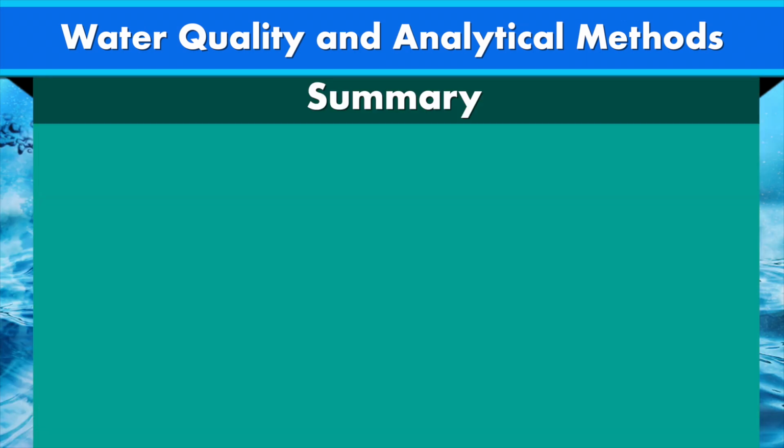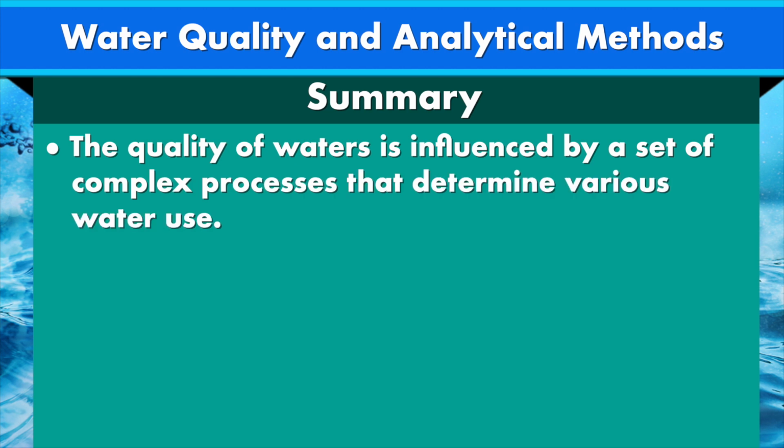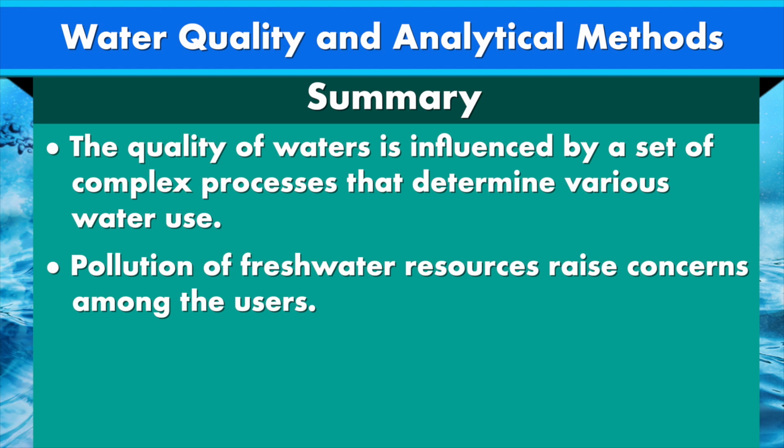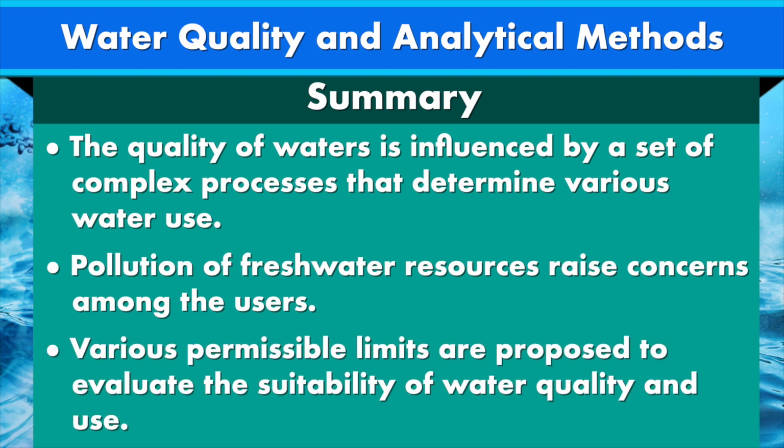Let's quickly summarize this lecture. The quality of both surface and groundwaters is governed by a set of complex interacting physical, chemical and biological processes that determine water suitability for various uses. However, in recent years, pollution of freshwater resources has raised concerns among users, and guidelines are proposed stating the permissible limits of various parameters affecting water quality and uses.